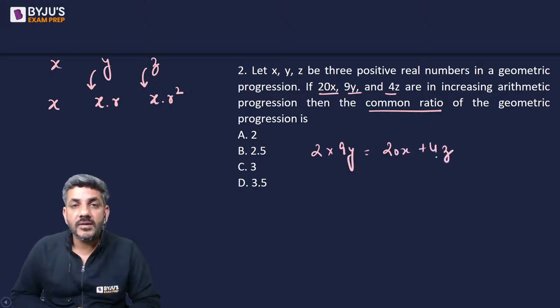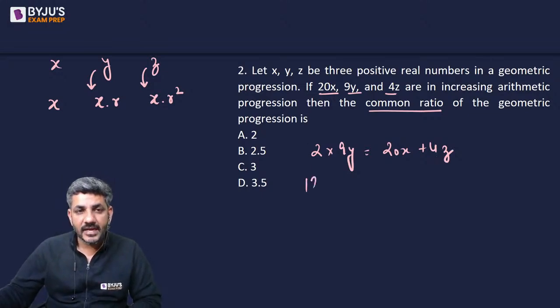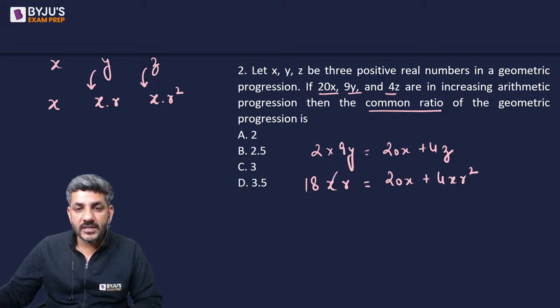Twice of the middle number is equal to the sum of the other two numbers. So twice of 9y, that means 18 times y, and y is xr. It is equal to 20x plus 4z, where z is xr square. Now from this equation, I can take out x common and cancel it out.